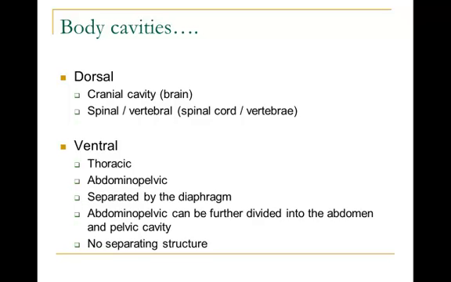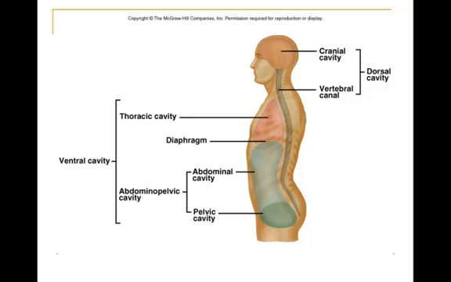So I'm going to go actually to the pictures here. So here we have, I'm going to trace around it. This is the dorsal, and the dorsal houses two things. It houses the brain and the spinal cord. So brain up here and spinal cord down here.